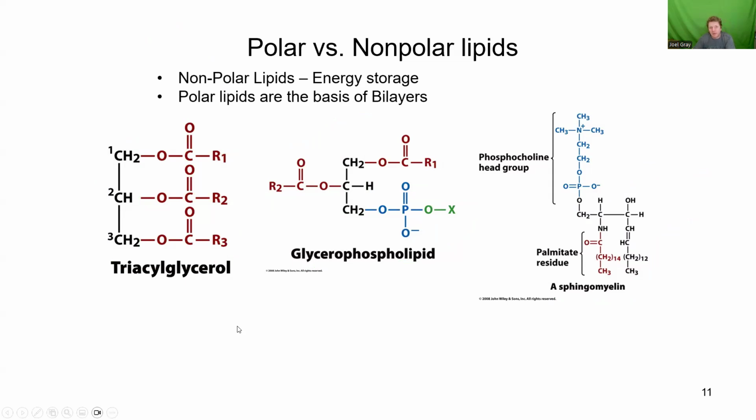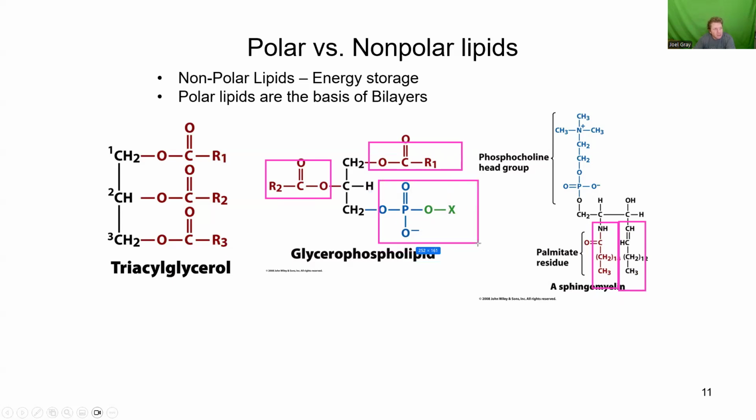And specifically, we're going to get after that X group. Now, these non-polar lipids, like what we saw with our triacylglycerols here, those are for energy storage. That's the primary function of them. And that's your best example of a non-polar lipid. Your polar lipids, by contrast, your glycerophospholipid and sphingomyelin, these are the basis for bilayers, which is one of the reasons that whenever you see a lipid bilayer, it's typically drawn with that kind of circular head and then two tails. Well, those two tails that I'm referring to would be this and this, or this and this, as is the case of a sphingomyelin.